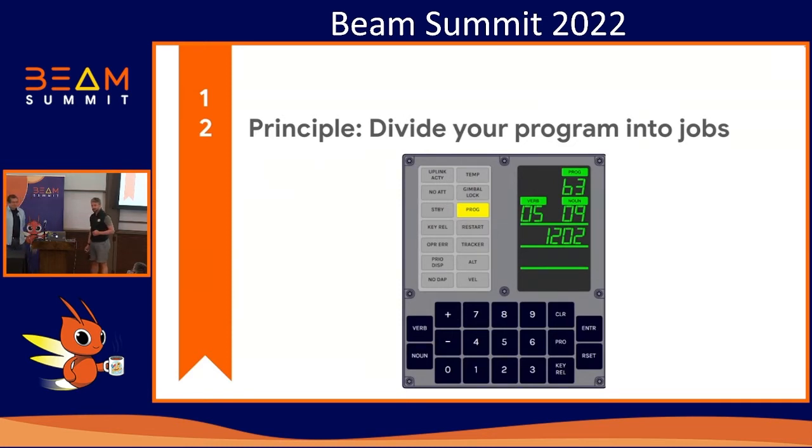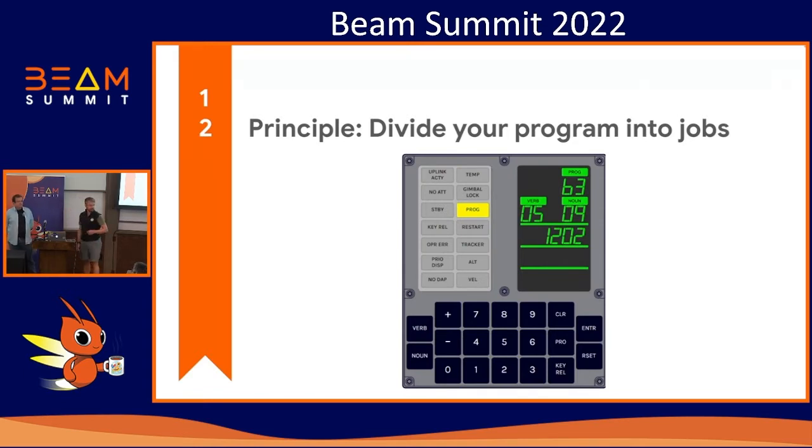The second principle that the designers of the Apollo guidance computer followed was to divide your program into jobs, which, strangely, to me sounds like a very modern idea. So let me give you an example of how this principle was actually helping them to achieve the moon landing.